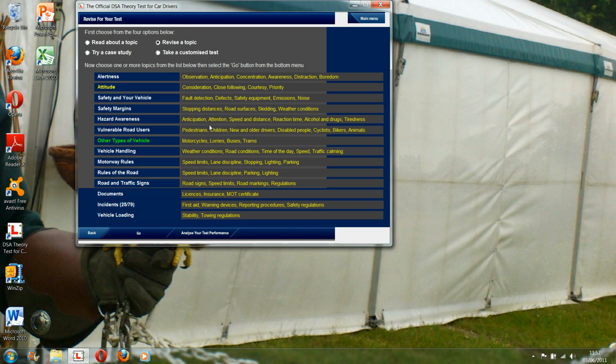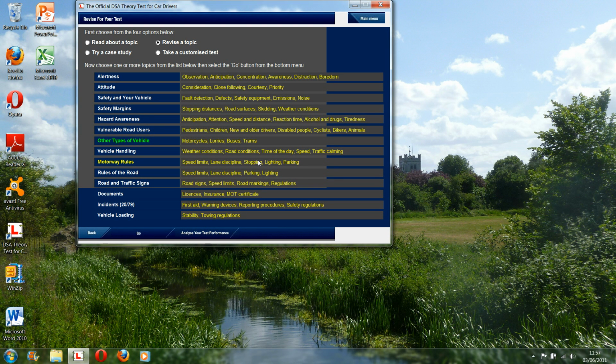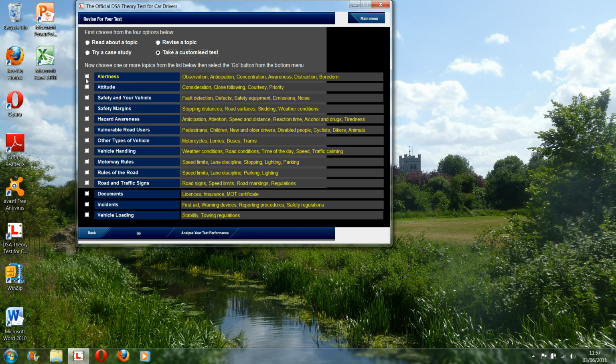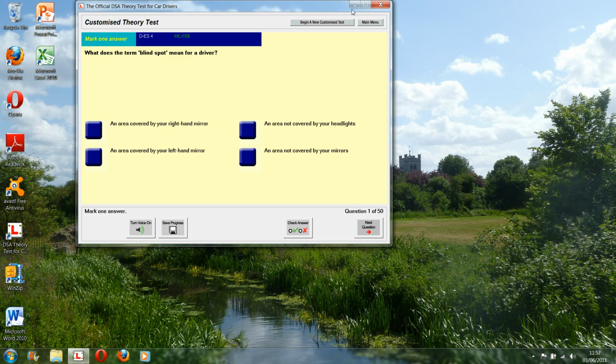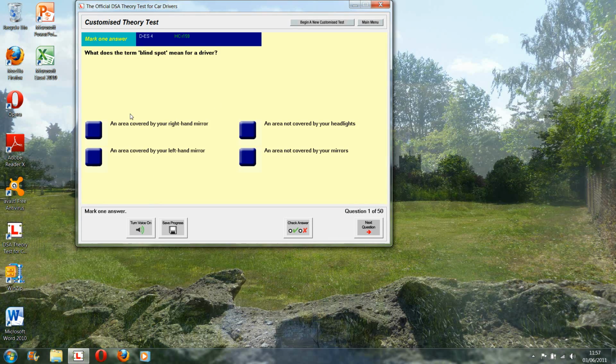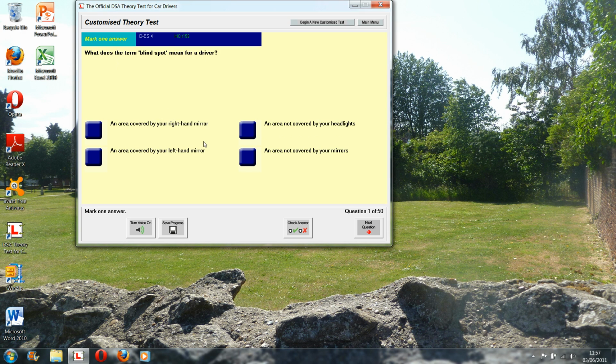And then after I revised them all, you have to have a good amount of concentration because there's quite a lot of writing to read. It's not too bad. I just did it over several days. And after you did that, I took a customized test, so you can even choose how many different options you want. So if say you're bad on alertness, safety in your vehicle, other types of vehicle, and documents, you press that, press go, and it gives you 50 questions, and you can answer them just on those 4 topics or however many topics you chose. I think you have to choose a minimum of 2, and a max of all of them.